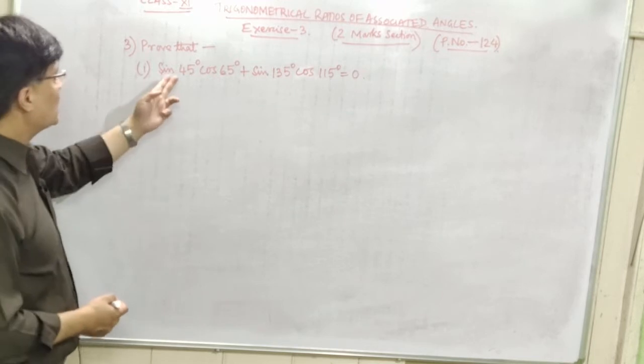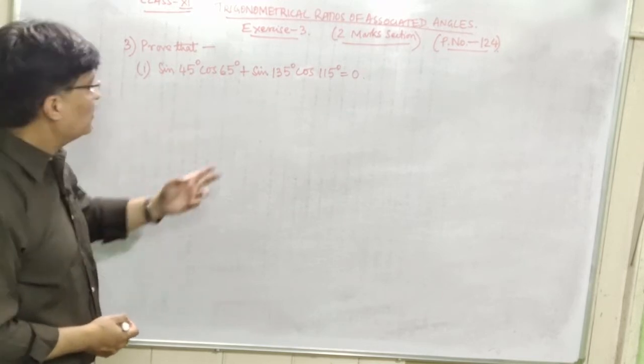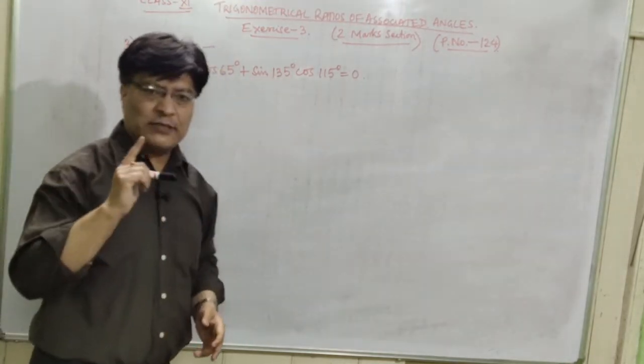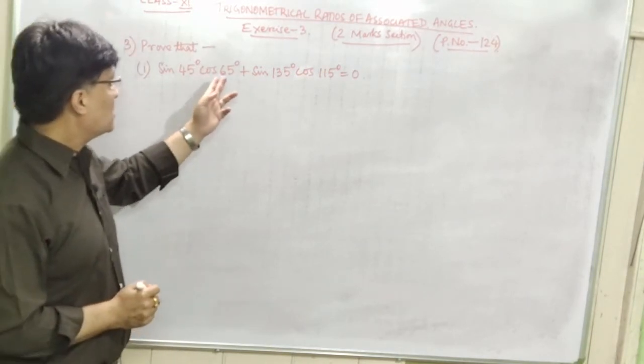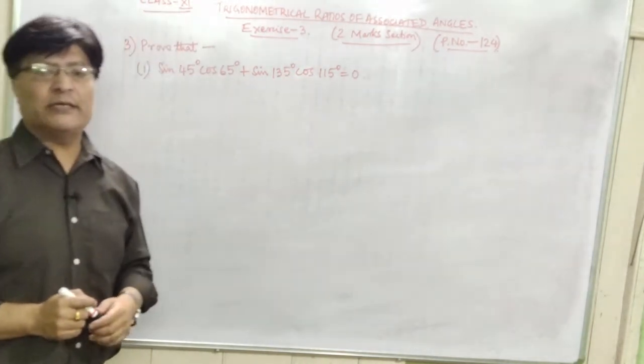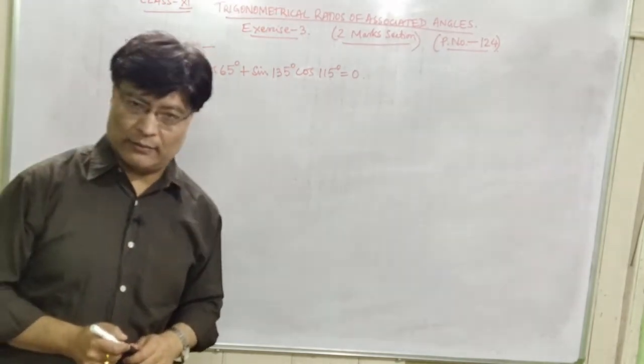And you know that this sine 45 degree is the standard angle. This sine 135 degree is also a standard angle. Okay, but these 65 degree and 115 degree are not standard angles.